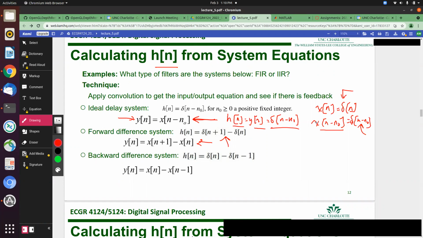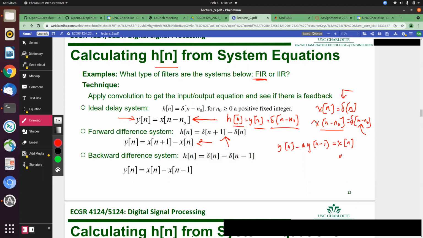Now, this will only work when there's one term in y, right? If you have another term in y, then there's feedback. If the value of y of n is a function of other values of y, you cannot do this. So this is only for FIR filters. When there is feedback, it is an IIR filter, so you cannot apply this. Say you have y of n minus a y of n minus 1 equals x of n. You can still apply the property.